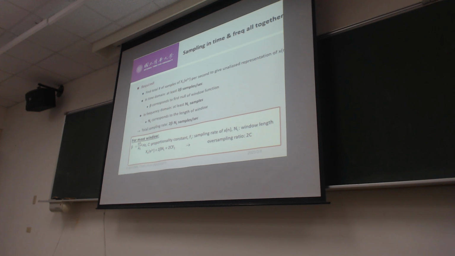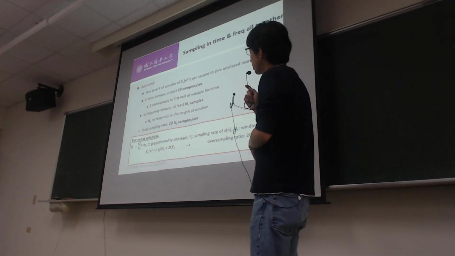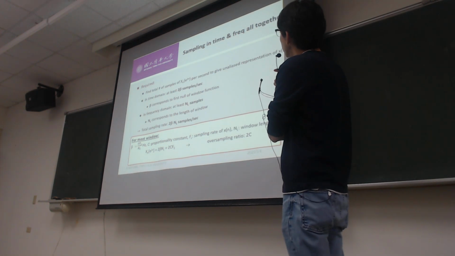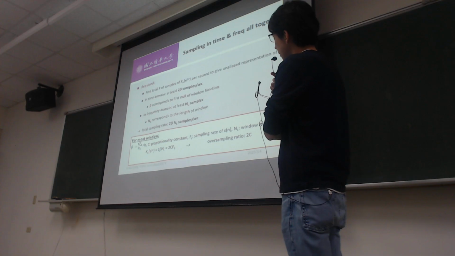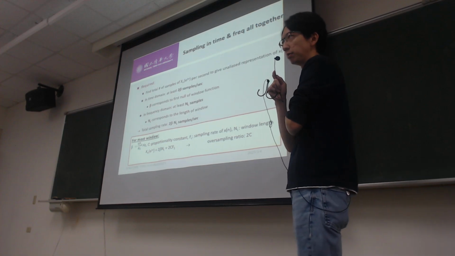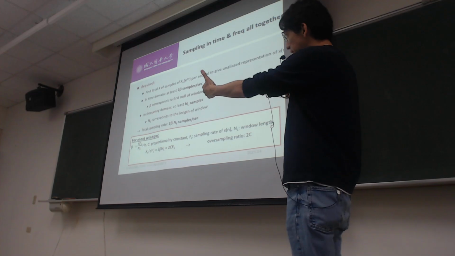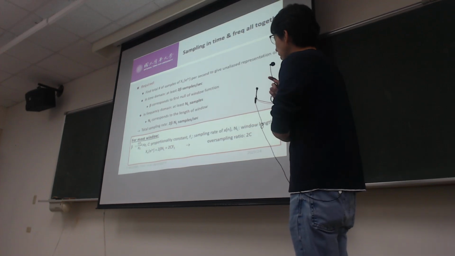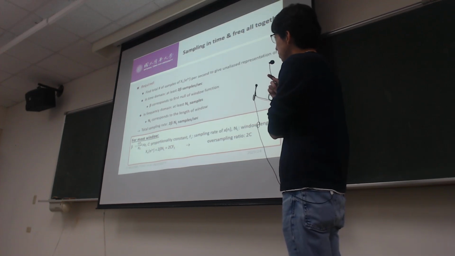Okay. So find the total number of samples of X_n(e^jω) per second to give an unaliased representation of x[n]. Right. In the time domain, we know at least 2β samples per second. Okay, because if it's not, then you start to repeat and then you get aliasing. Okay, 2π samples per second.